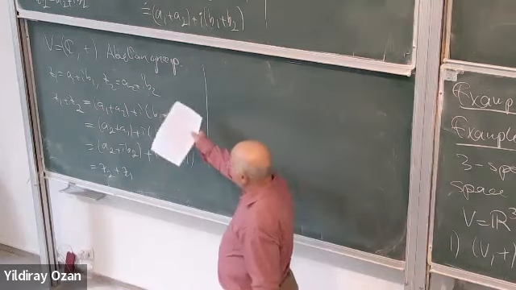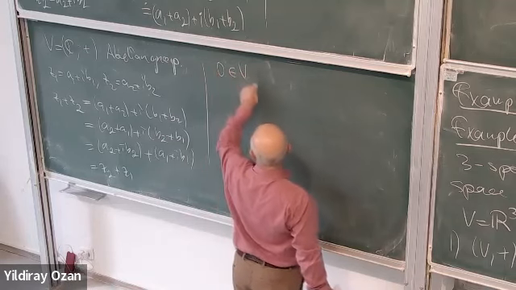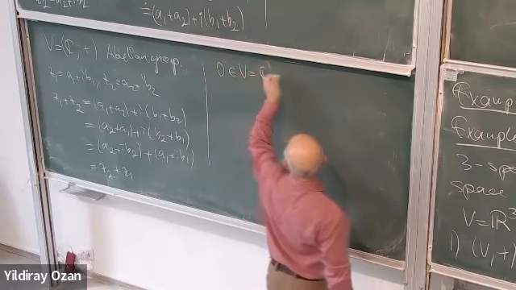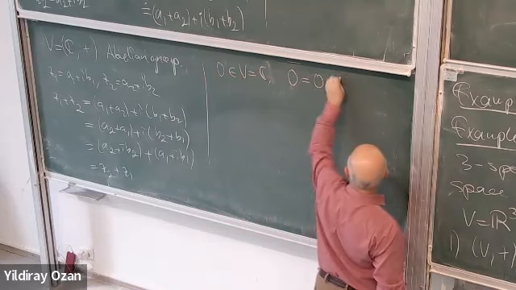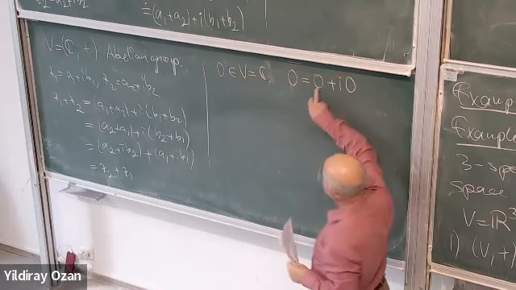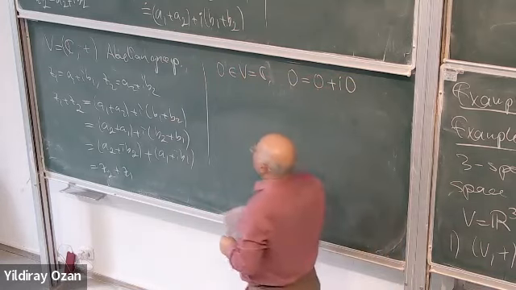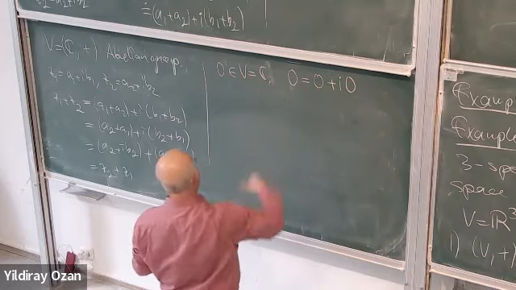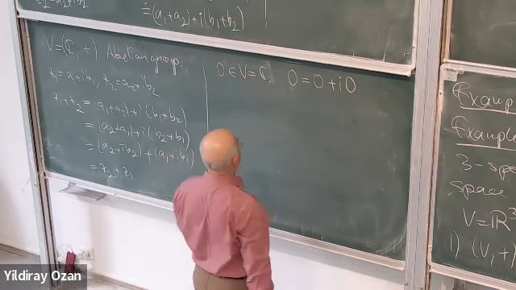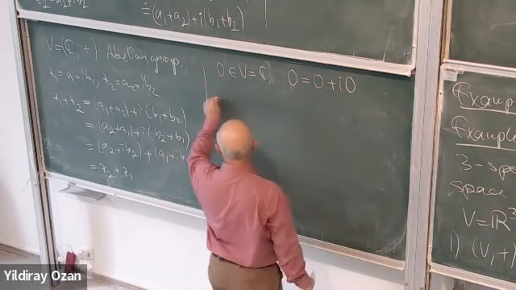What is the zero element of this abelian group? The zero element here is just the zero complex number. So it is 0 plus i times 0, so both real and imaginary parts are 0. Then we should check that all the properties are satisfied. Let me just do one of them.